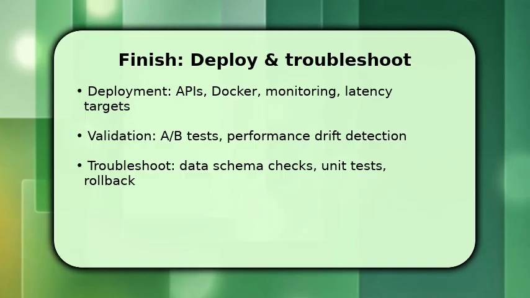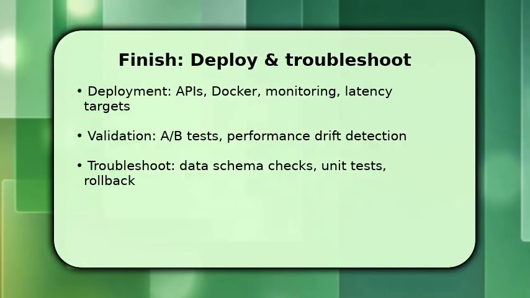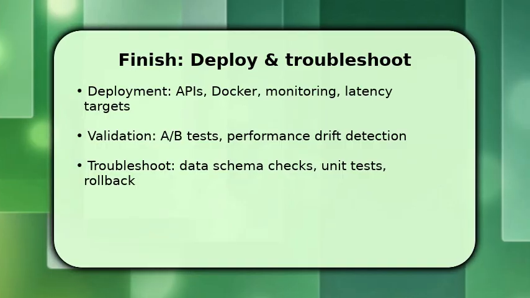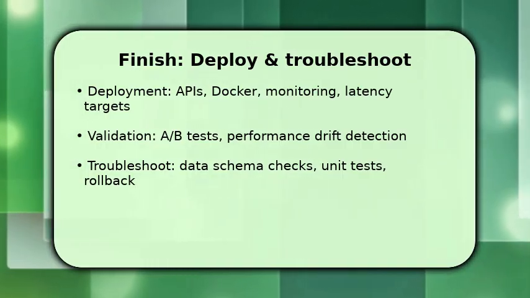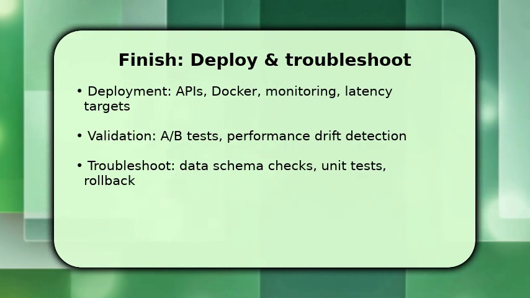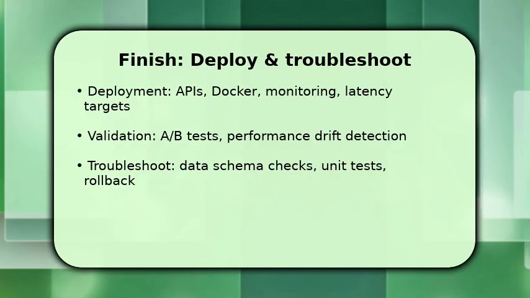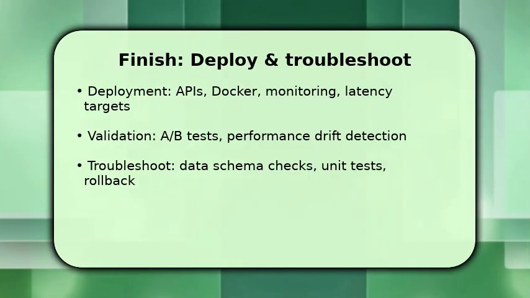If things go wrong, run quick schema and data integrity checks first. Use unit tests and canary rollouts to limit impact. One key troubleshooting tip: when metrics degrade, compare current feature distributions to training distributions to find root causes quickly.